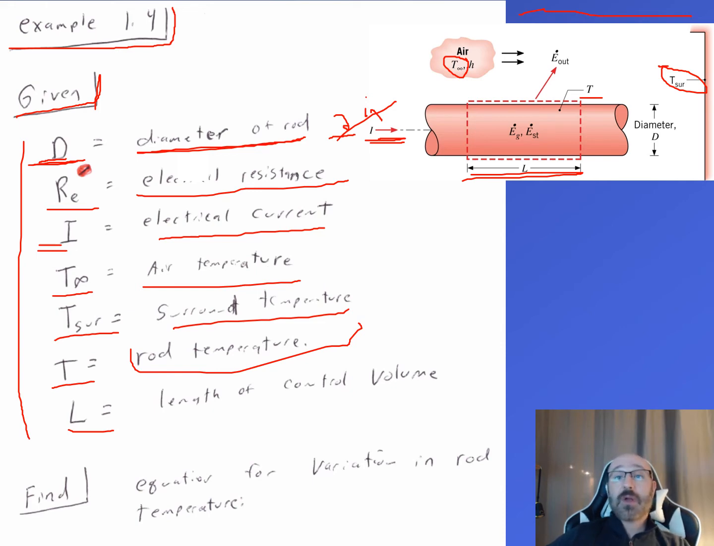Now, the next thing I want to do is in the problem statement, they told us what they were looking for, what they wanted us to solve for on this problem. So in this case here, I write out my find. What did they ask for? They asked for an equation. They're actually looking for a relationship and equation. You don't have numeric values, so they're looking for this relationship in the form of an equation for the variation in rod temperature relative to time.